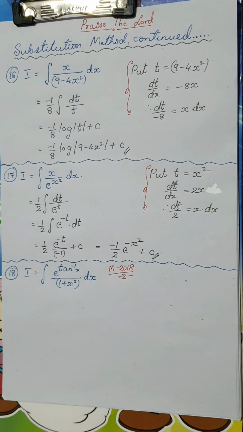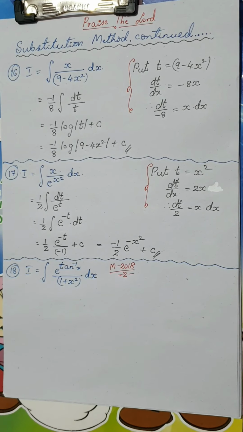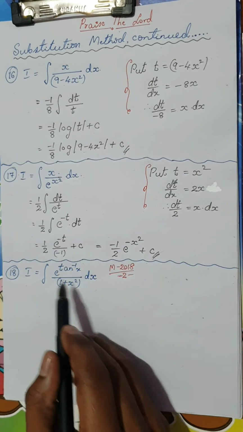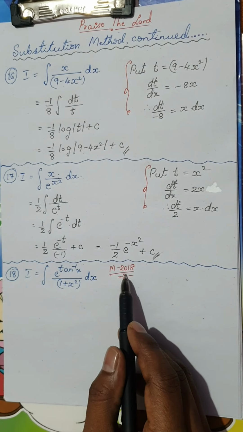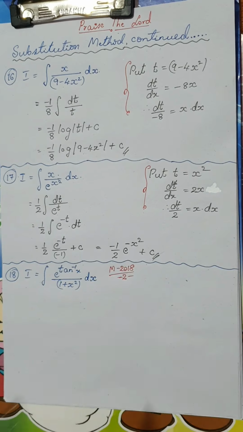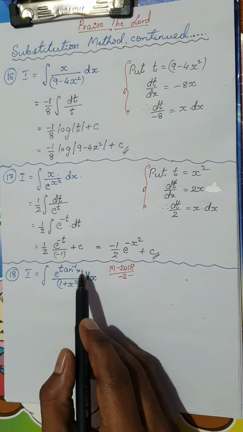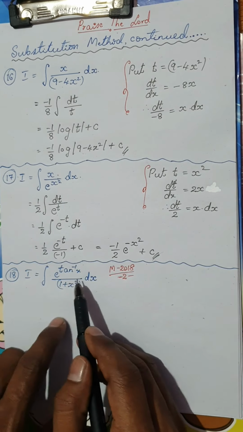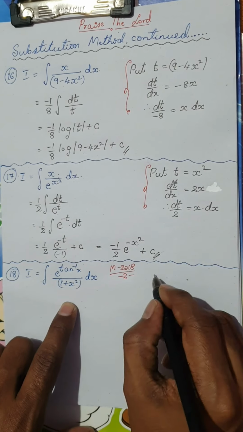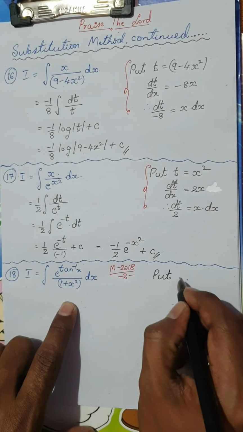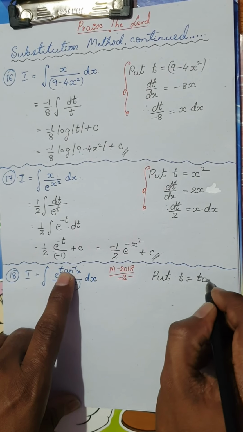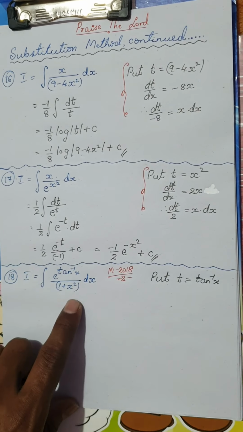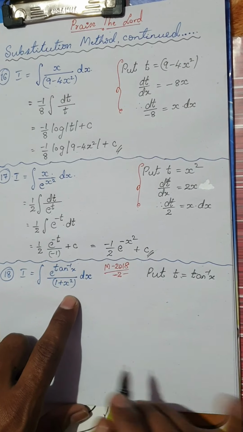The next integral we have is integral of e power tan inverse x divided by 1 plus x square. Remember, this question was asked in the year March 2018 for 2 marks. Now, if you clearly look at the question, it will tell you what to substitute for t. Okay. So here I am going to substitute t as tan inverse x. Okay. See what happens if you substitute t for tan inverse x.